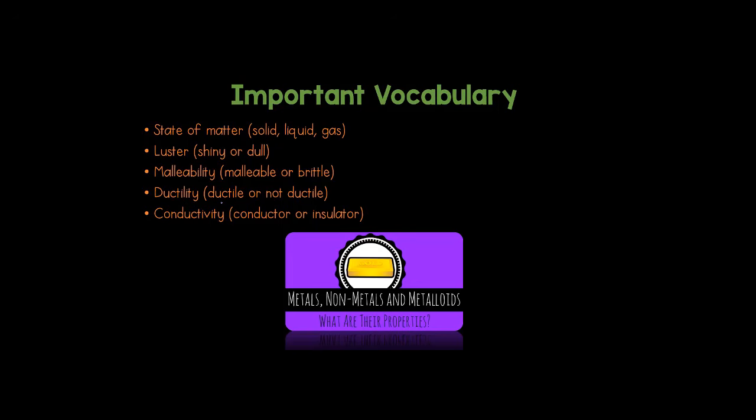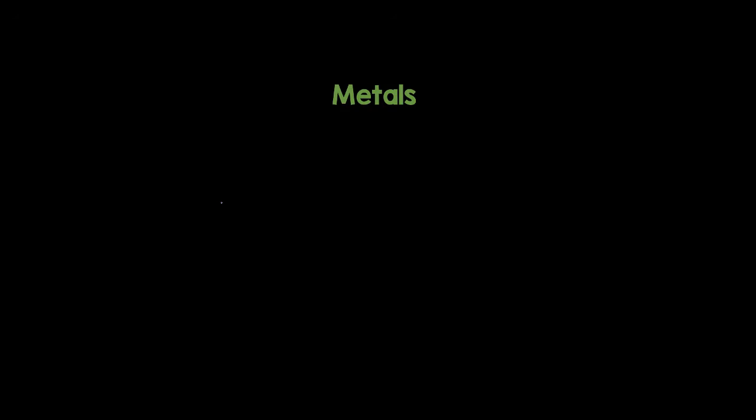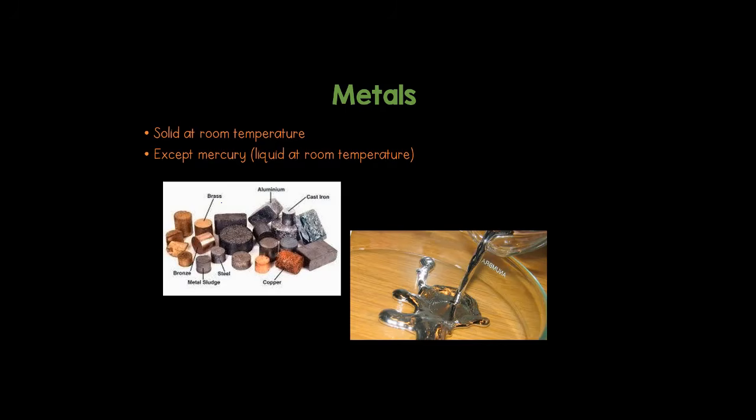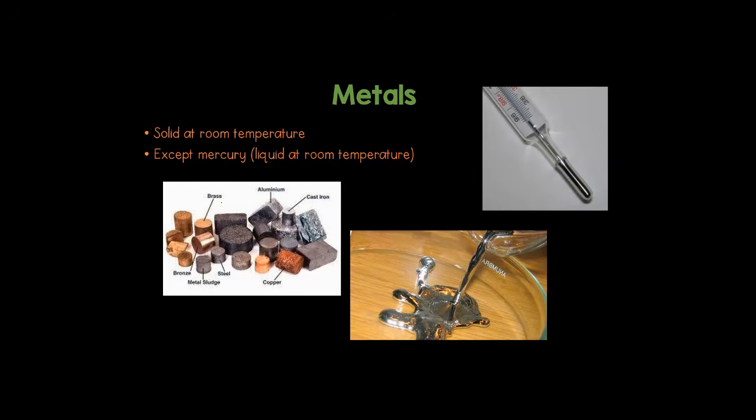Ready? Let's start. We're going to start with metals. All metals share the same basic characteristics. They are solid at room temperature. The only exception to this is the metal mercury, which is the only metal that is actually liquid at room temperature. Because mercury is liquid at room temperature, it used to be used in thermometers until we learned that mercury is toxic to humans and the environment. But besides mercury, all the other metals are solid at room temperature.